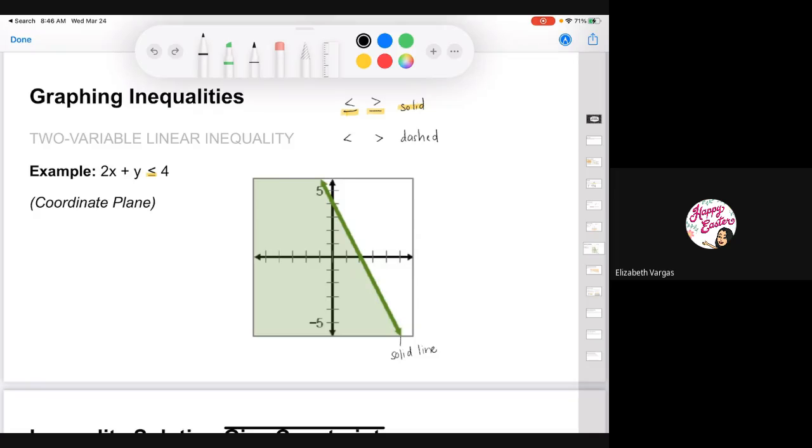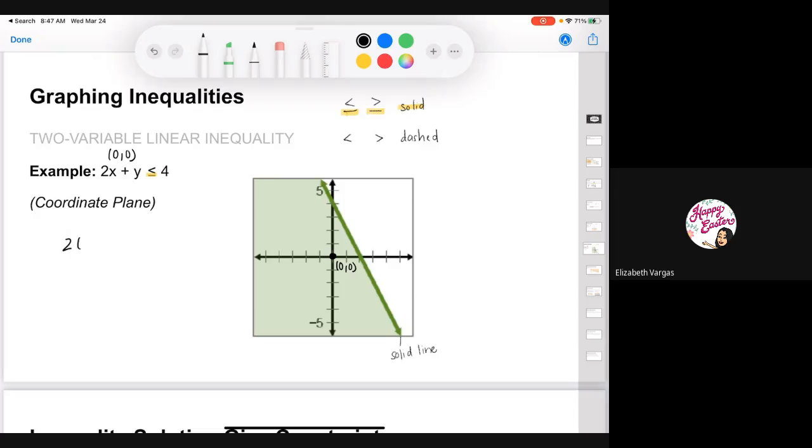So the easiest way to go about choosing which side is always to see if that line passes the origin. If that line doesn't pass the origin, then what you want to do is you want to check the 0, 0. Because that's the easiest thing to work with, right? So basically, I want to see if I plug 0, 0 into this equation right here, is it true? And if it is true, then I can shade that part of that line, so that half of that line.